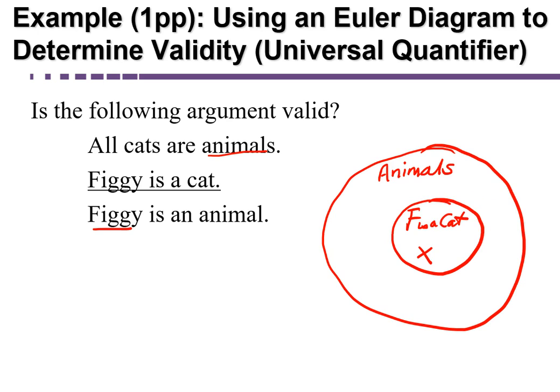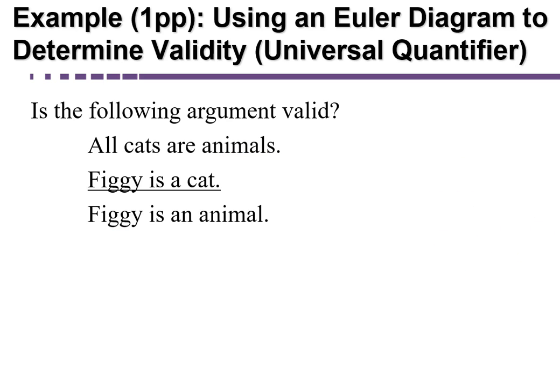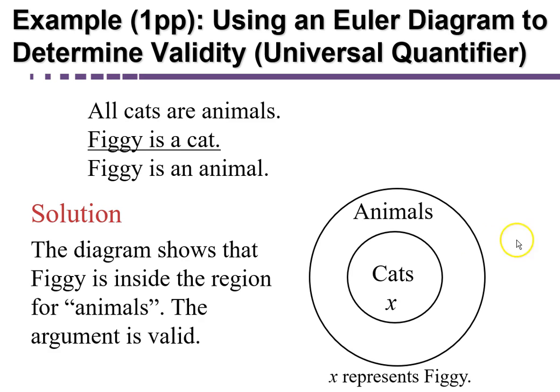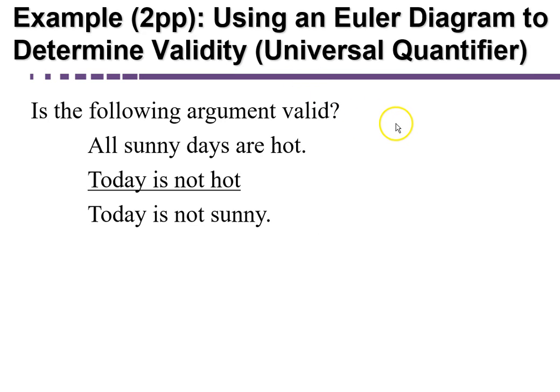Let's look at what the book is showing us. So the diagram shows that Figgy is inside the region for animals. The argument is valid, where X represents Figgy. So you want this in your notes, a little sketch. And let's go on to example 2.